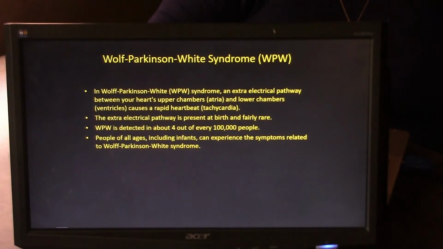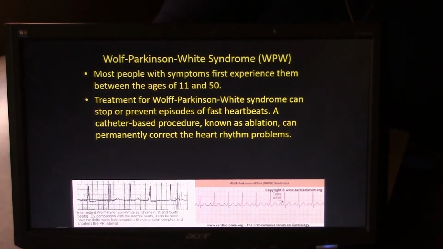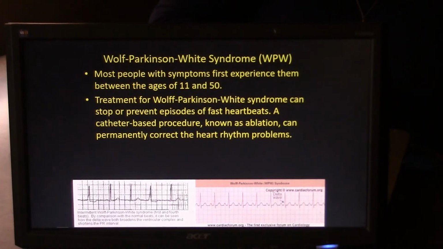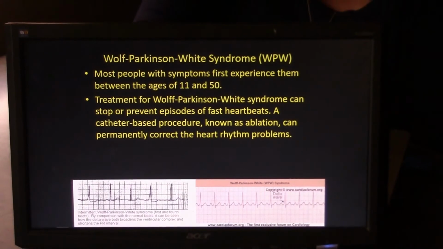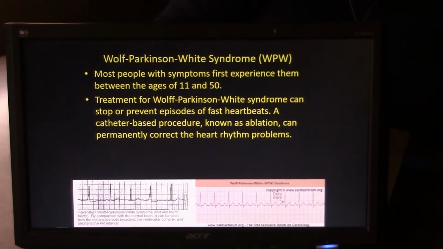It can show up in people of all ages, but it can also be seen in infants. Most people with Wolff-Parkinson-White experience symptoms between the ages of 11 and 50. The treatment is to prevent these episodes, and a lot of times the area that has that electrical pathway has to be burned out by a procedure known as ablation. That will permanently correct the heart rhythm.